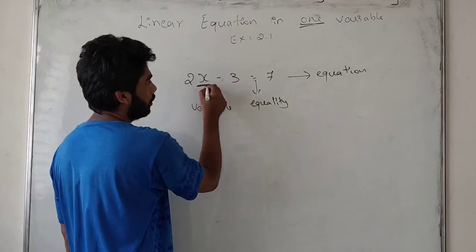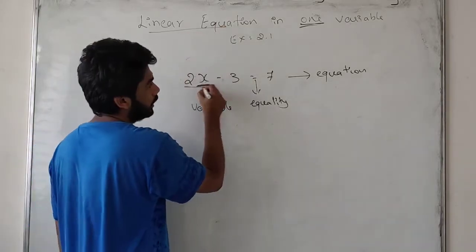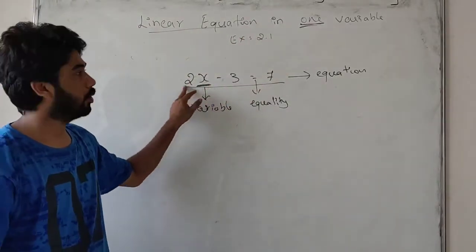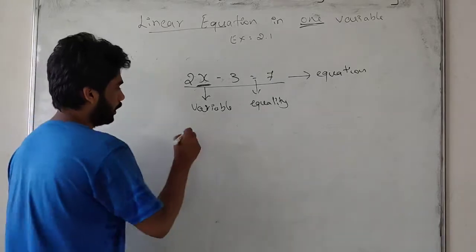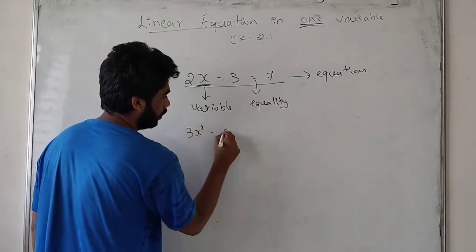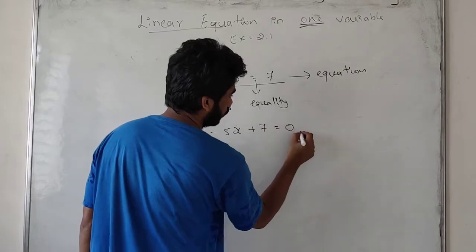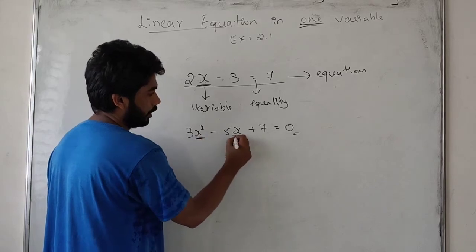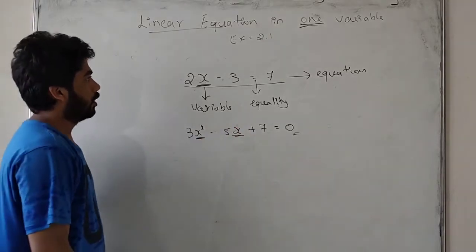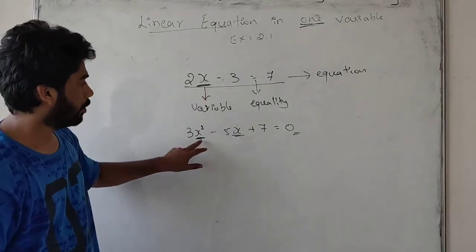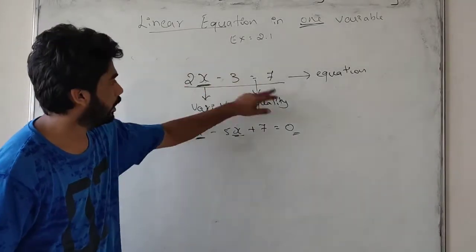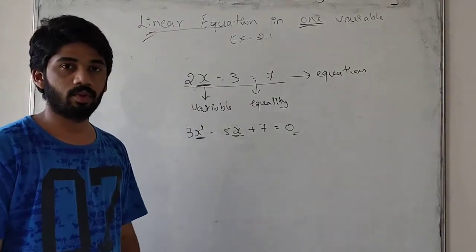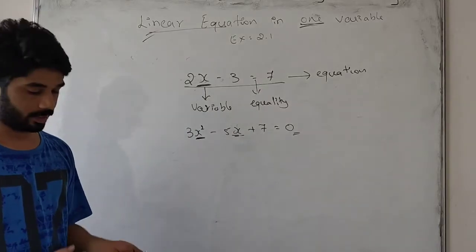Students, see here, one variable. We are making the linear equation. This is a linear equation in one variable. We have one variable, so it is called a linear equation. One more example I will take: 3x squared minus 5x plus 7 is equal to 0. This is also a linear equation in one variable. Why? Because here we are getting one variable. This is the topic of the exercise. There is nothing more than this concept, so I will go directly to the exercise.